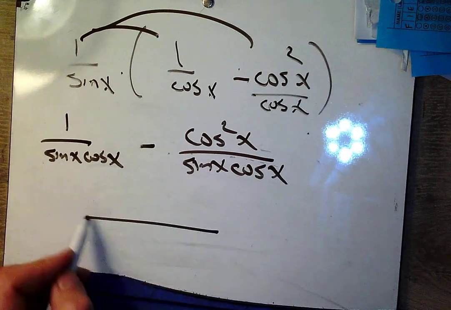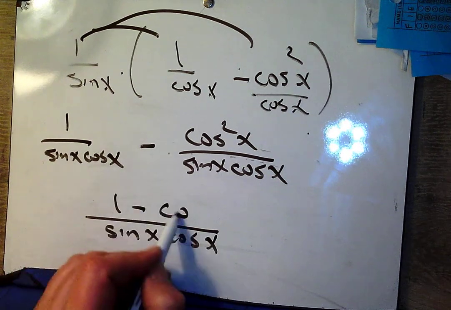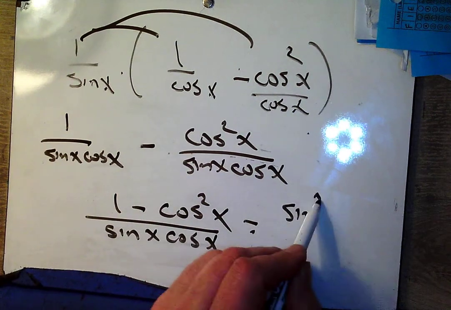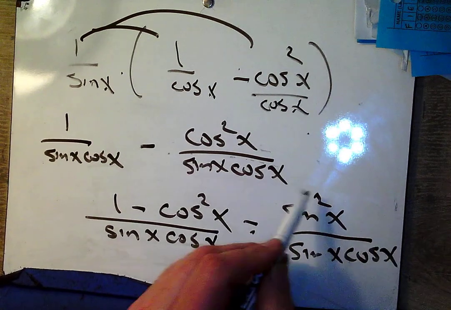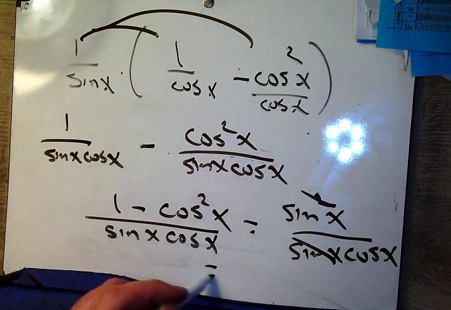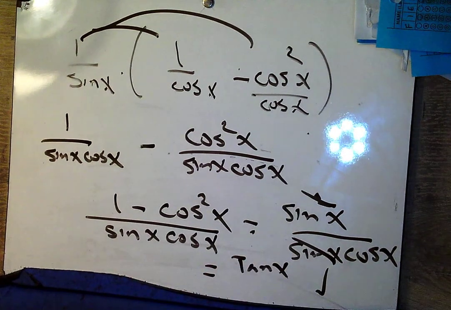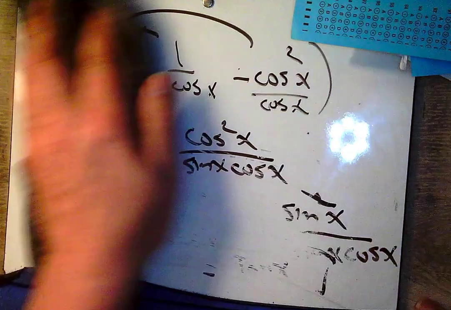Okay, common denominator already there. And so, what's 1 minus cosine squared? Yeah, by now you should know that that's sine squared. And look, now we've got sine over cosine, which is tangent. So I really love how there can be really different approaches to the problem, and they can all get us there.